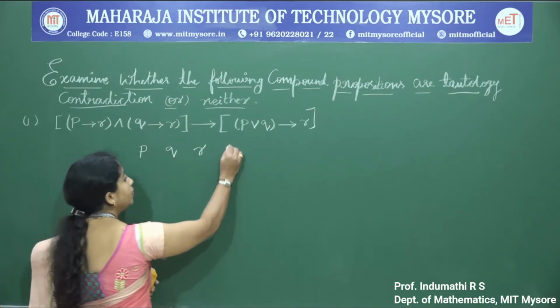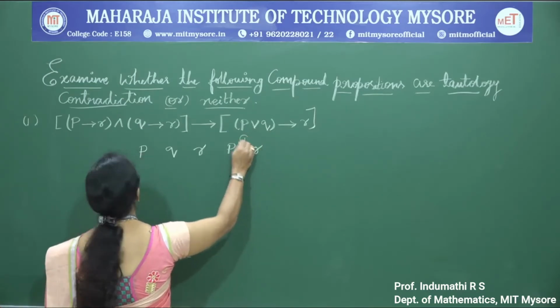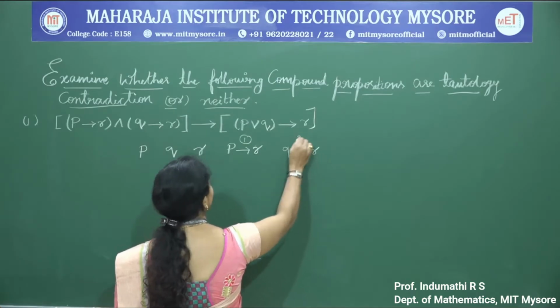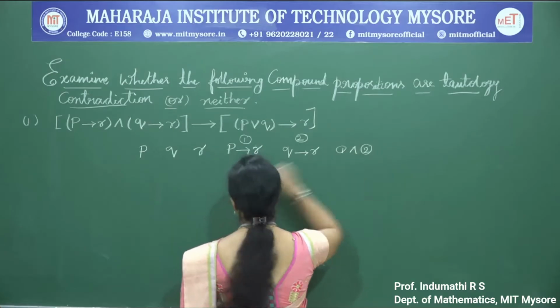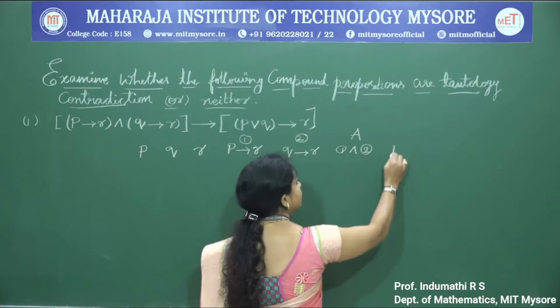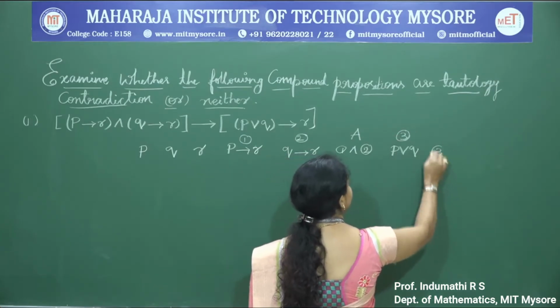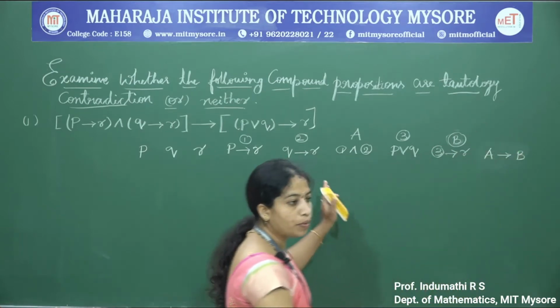The next is we need P conditional R. Denote this by 1. The next is Q conditional R. Denote this by 2. 1 conjunction 2. That's the first part. Denote this by A. The next is P disjunction Q. Denote this by 3. 3 conditional R. Denote this by B. A conditional B. This is the given compound proposition.